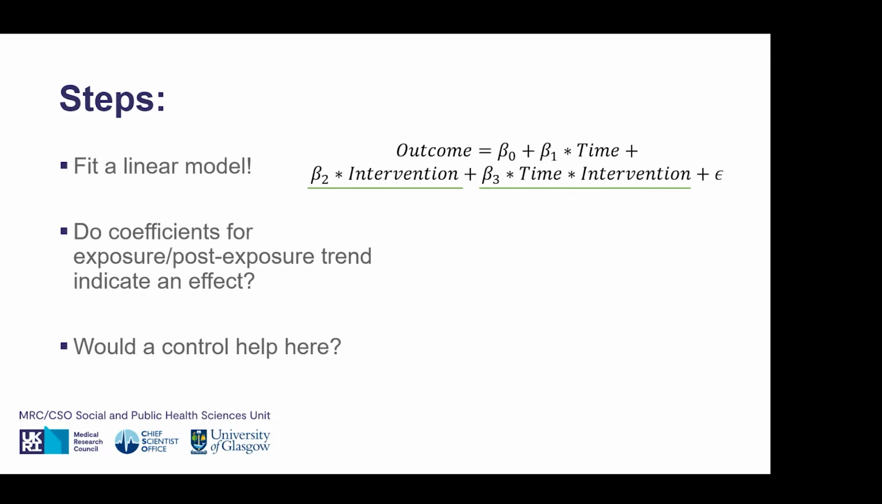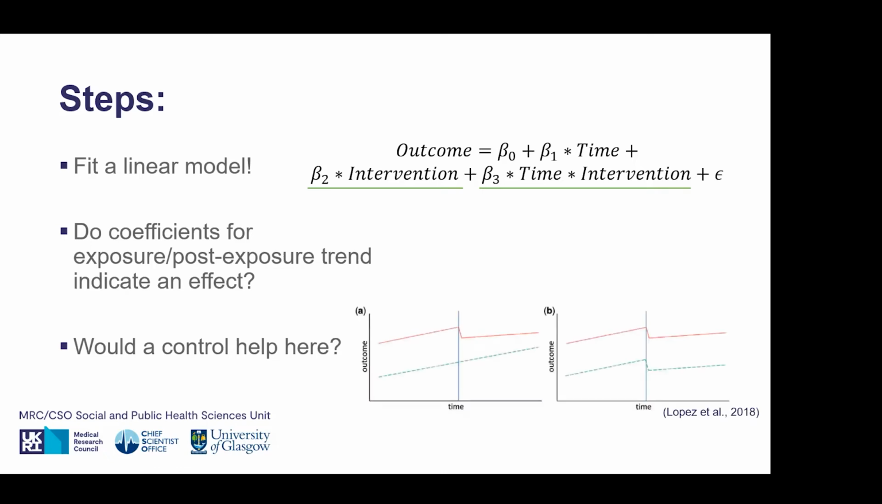The other thing that might be useful to add in is to think about, would a control help in this case? And how do you fit a control to an intervention, interrupted time series? Well, the control is used to predict what a level or trend change would be in the absence of your intervention, which might be necessary. I'll show a little bit of that in the worked example.